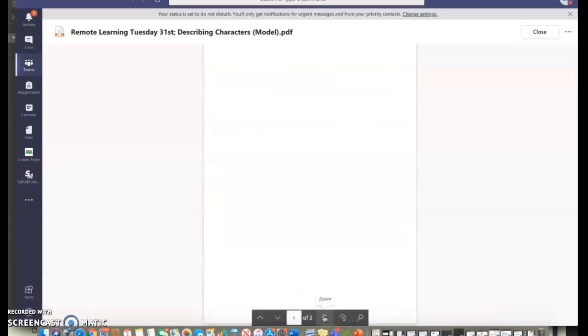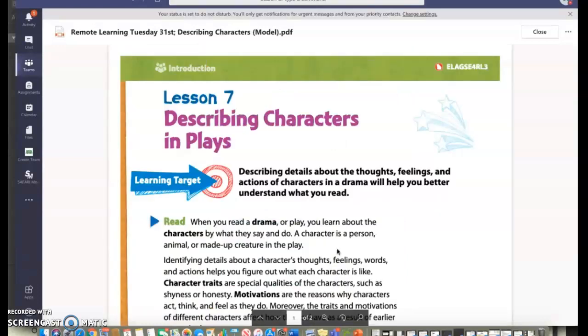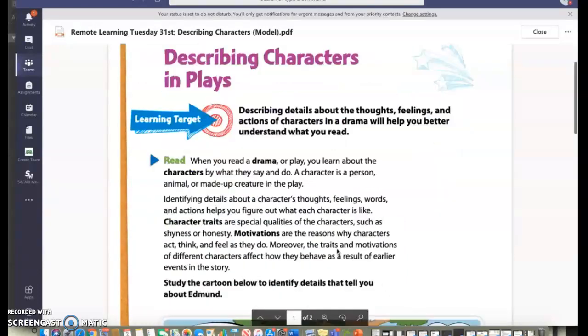What exactly is a character, but we also talked about the motivation behind characters and what they do and what they say. So I blew that up. And so just as a really quick review, characters are people, animals, made up creatures that may be in a play, story, or drama, okay? So character traits, which we went over yesterday, are special qualities of the character, such as shyness or honesty.